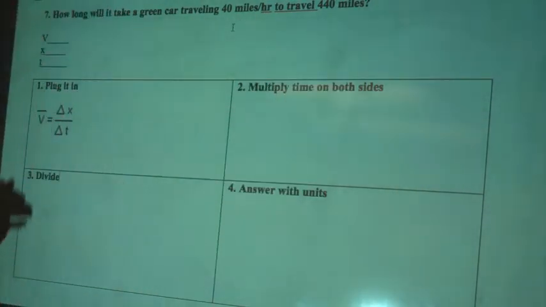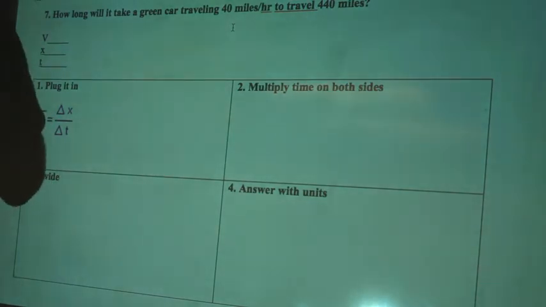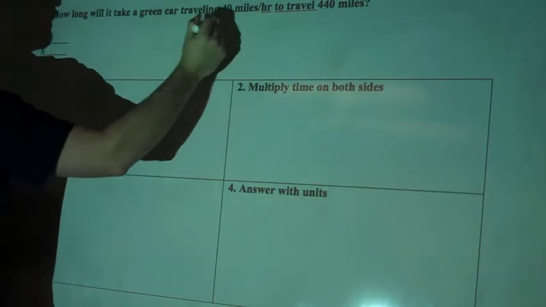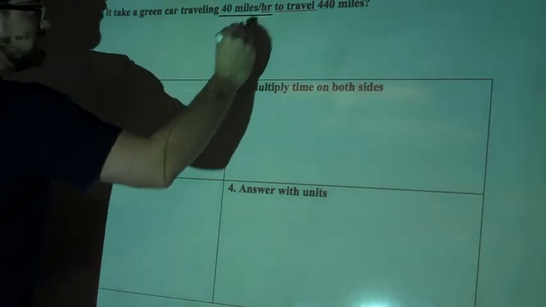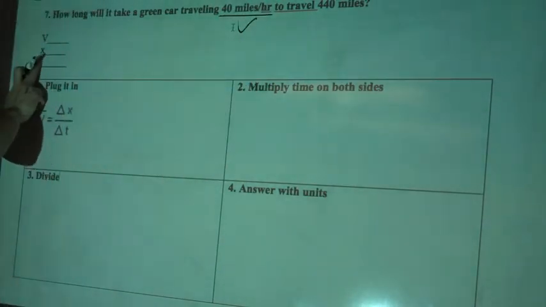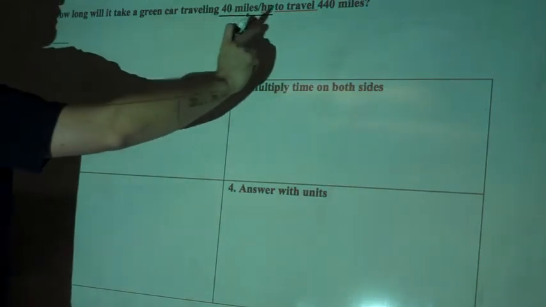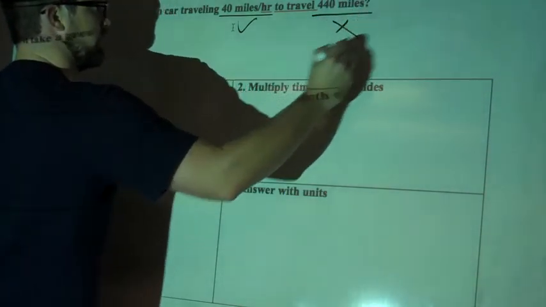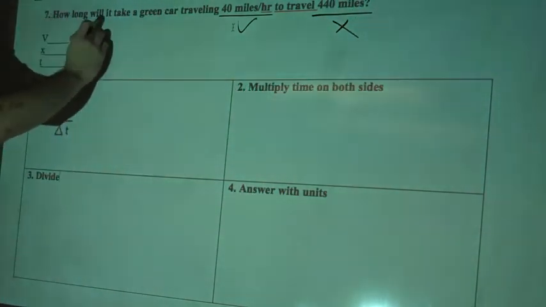So first off, how long will it take a green car traveling 40 miles per hour to travel 440 miles? So I'm looking for my v, that'll be a distance over a unit of time. So 40 miles per hour is a velocity. And then distance, so my x, or change in x: how long will it take a green car to travel 440 miles. 440 miles is a distance, so I'll write x under that. And then it says how long. How long is talking about time.